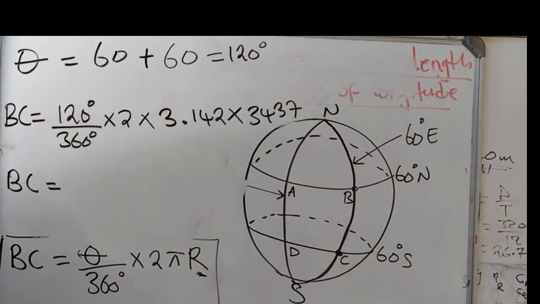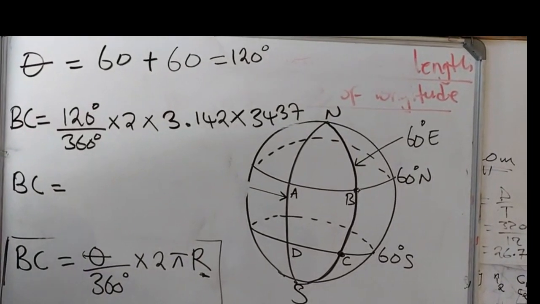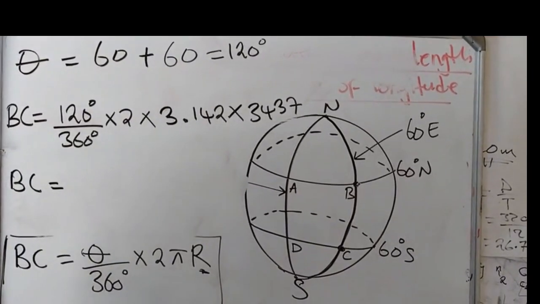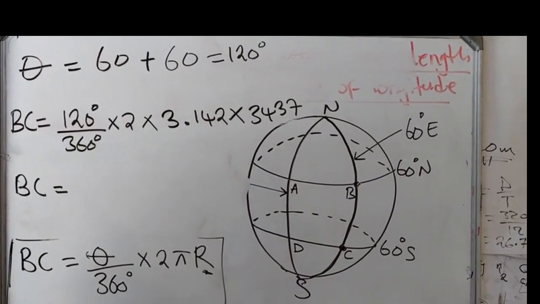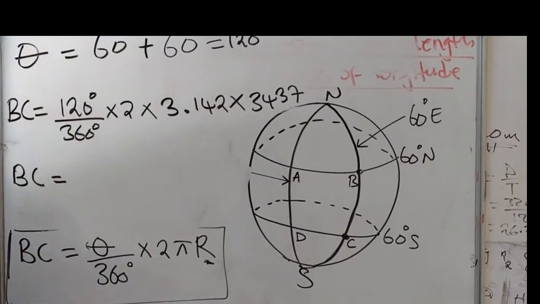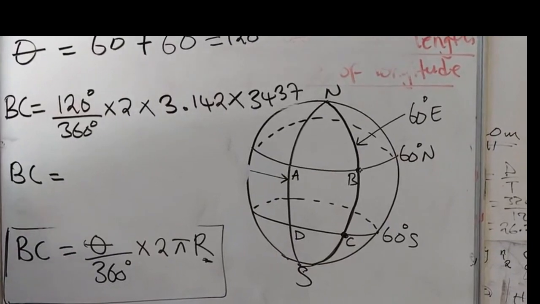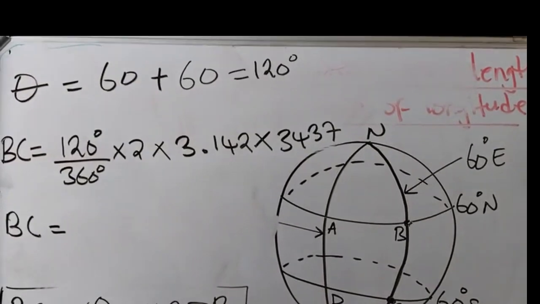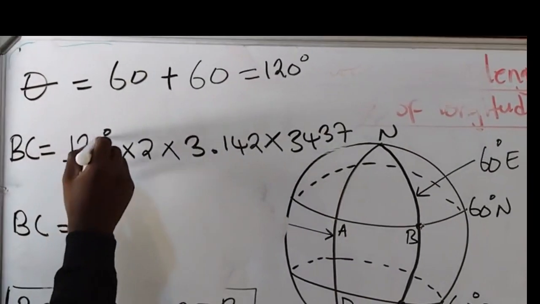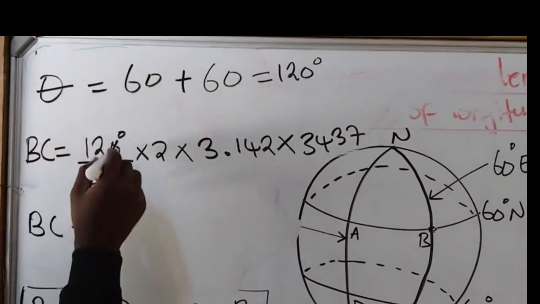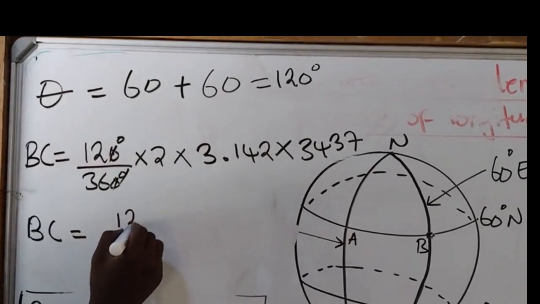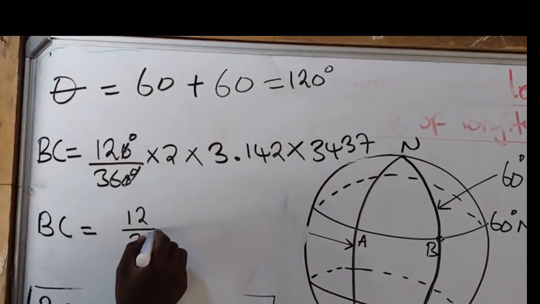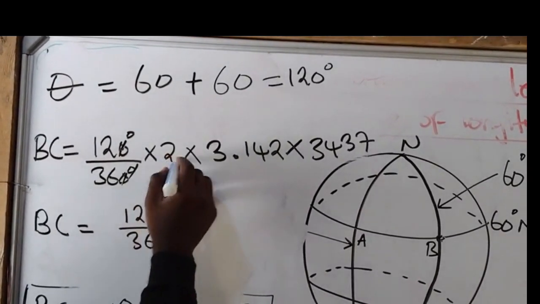Okay, so there is need for you to use the calculator here. Just get the calculator and we punch in the values to see what we are going to get. Or before we do that, we can cancel these zeros here, so that you remain with 12 over 6.